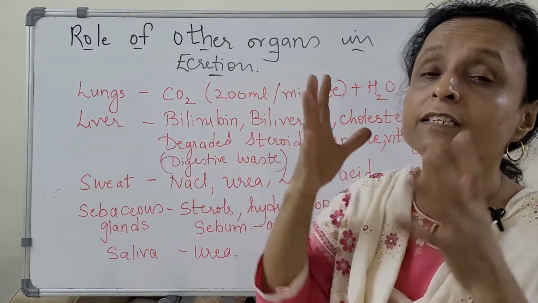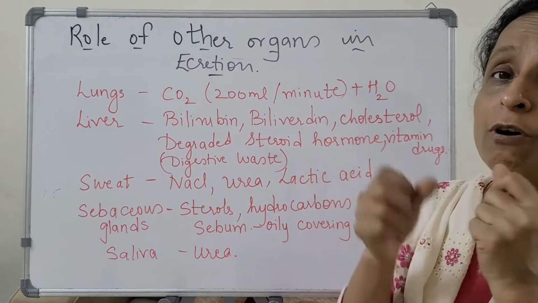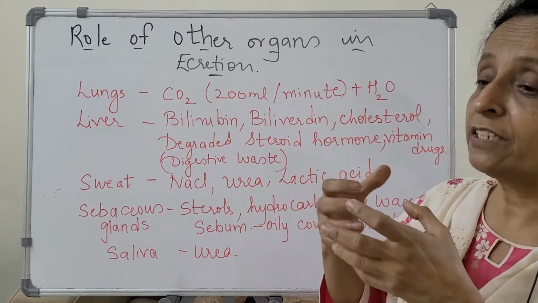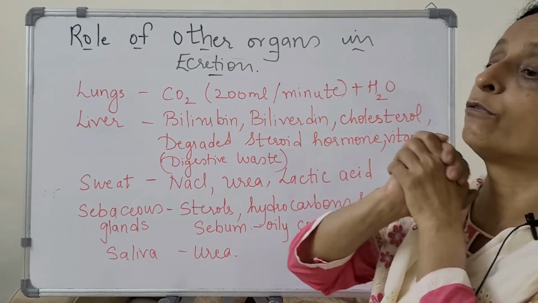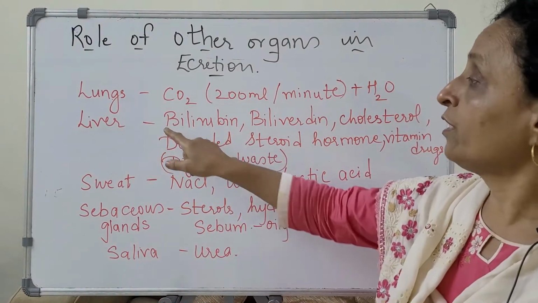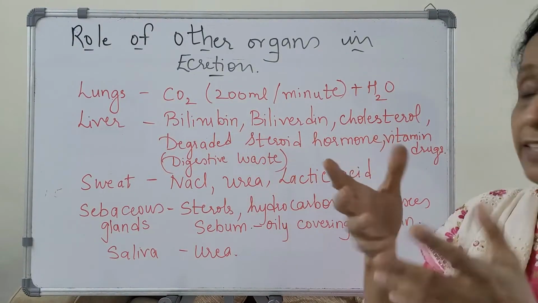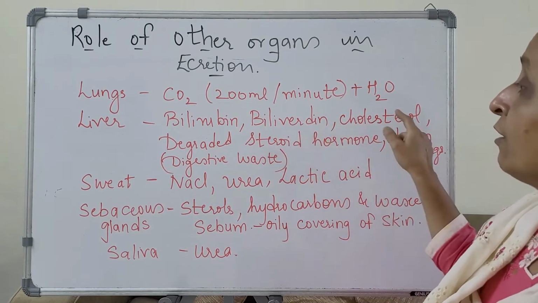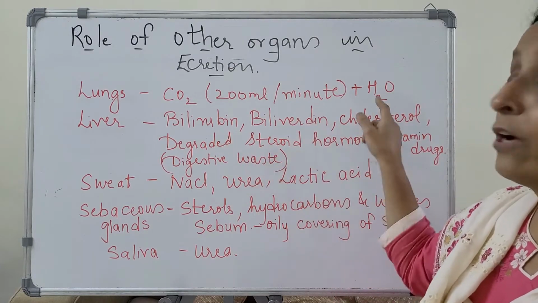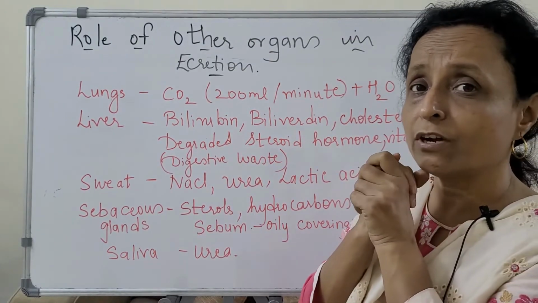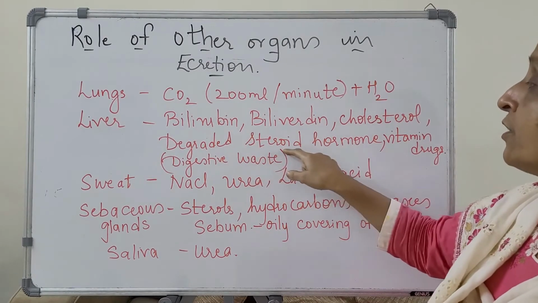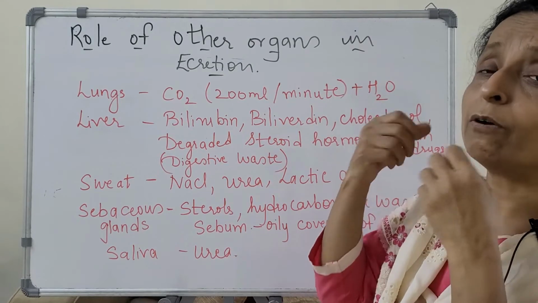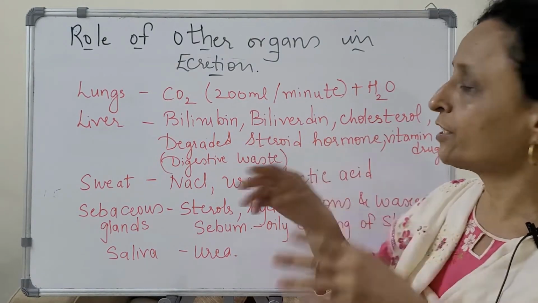Now, the liver is the largest gland of our body, which does all the chemical changes. Whatever waste has been produced, it has to pack it out through the digestive waste. So bilirubin, the yellow color of the excreta, is due to bilirubin and biliverdin, which are produced in the liver, and cholesterol, degraded steroids: the extra cholesterol which is not required, and degraded steroid hormones. The hormones which are required for us are taken in, and the extra hormones have to be excreted into the digestive waste.